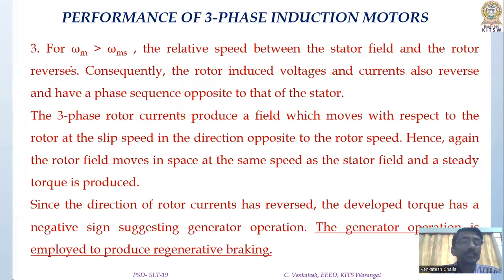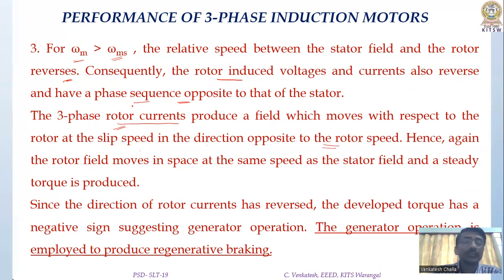The third possibility is that if by chance we make the rotor speed greater than the synchronous speed, then the relative speed will become negative, or reverse its polarity. So with that, the rotor induced voltages and currents will have the opposite phase sequence, or reverse phase sequence. And these three-phase rotor currents will produce a field which moves with respect to the rotor at slip speed in the direction opposite to the rotor speed.